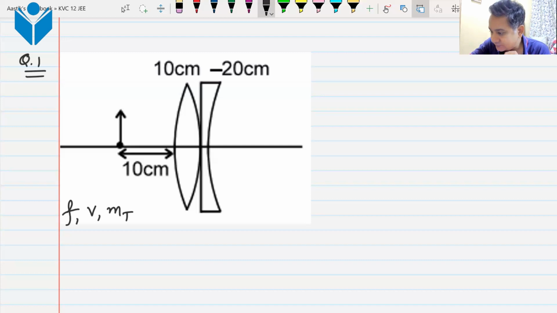Magnification? Minus 2, sir. Minus 2 or plus 2? Think again. Plus 2, sir. Remember, it is not a mirror, it is a lens. So the magnification is V by U. I have also given you the other formula. If you apply any of those formulas, you will end up with the correct answer. Well done. What about others?